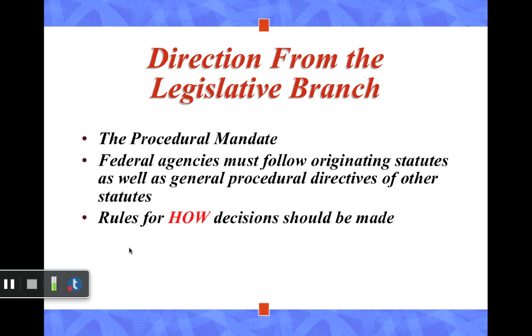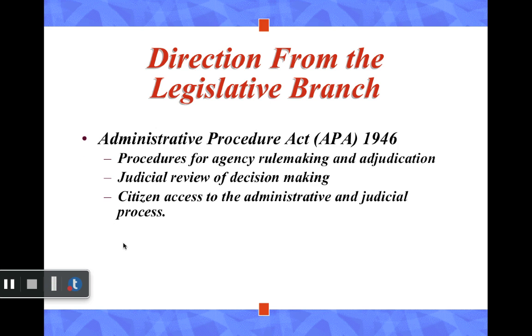Now, the other thing that the legislative branch has to be involved with is the procedural mandate. These are rules, basically, that tell federal agencies what they have to do, as well as general directorial procedures from other statutes, i.e., the rules for, quote, how decisions should be made. One of the most important pieces of federal legislation that deals with direction from the legislative branch is the APA, or the Administrative Procedures Act of 1946. This gives agencies the procedures for rulemaking and adjudication.